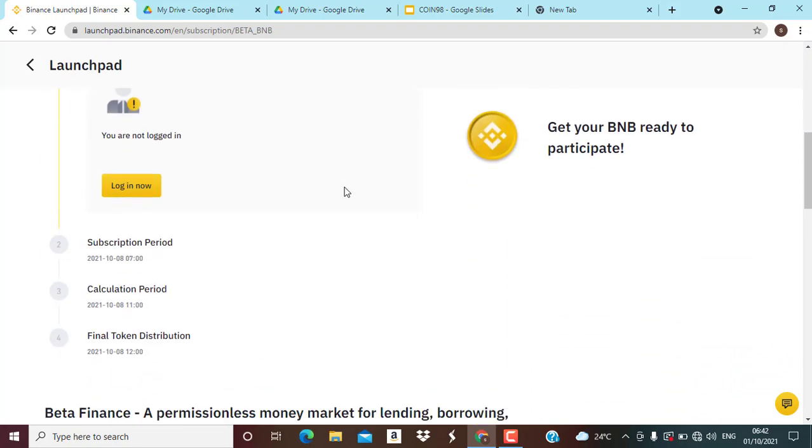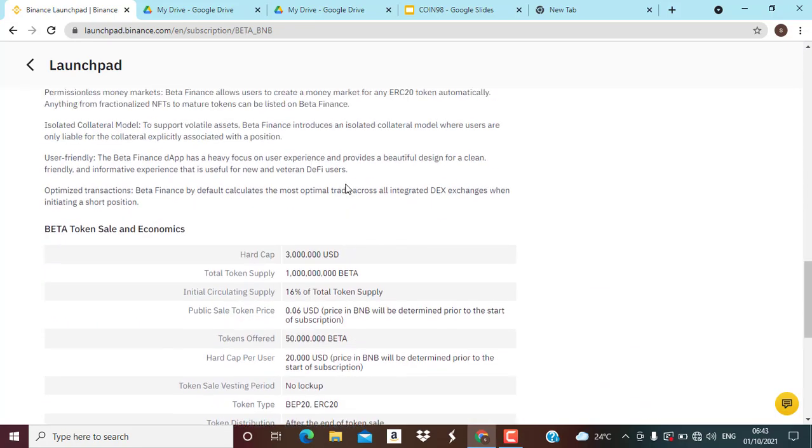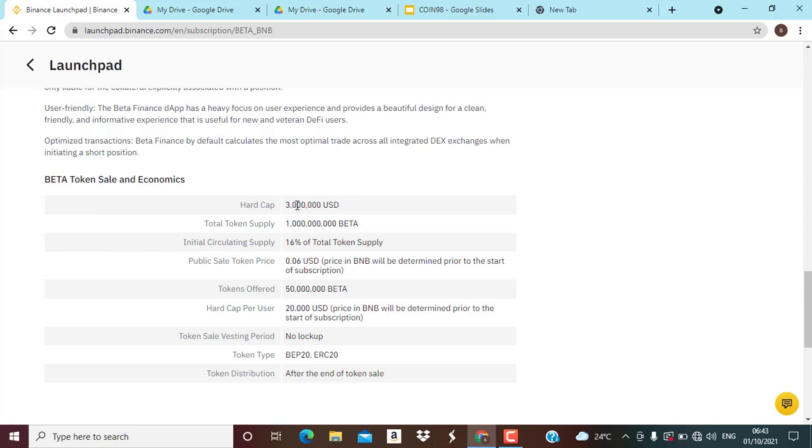Let's first of all take a look at the economics of the Beta token. Right there we have the hard cap of 3 million USD and the total supply of 1 billion Beta tokens, and then the initial circulating supply is 16% of the total token supply. What this means is the hard cap, the money they are expected to generate from Binance, is 3 million US dollars. And the initial circulating supply that will be released into circulation is 16% of 100% of this token.